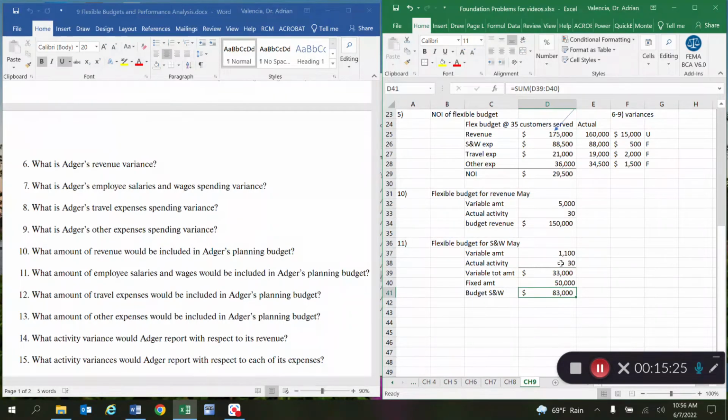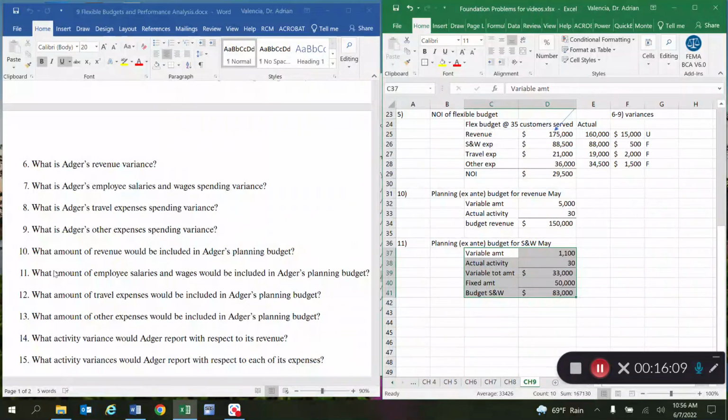So under the planning budget, oh, I should change this, I'm sorry. This is no longer the flexible, this is the planning, or just to remember, the original or ex ante budget. Before we knew that we were going to sell 35, we did this budget. So it's called planning budget. But at this point, this planning budget basically is irrelevant, okay? It's no longer usable for us, even though that's where we started. And that's what they're trying to show us, okay? So this 1,100 times 30 gives us 33,000 variable salaries and wages. The fixed amount stays the same, so that's $83,000, okay?